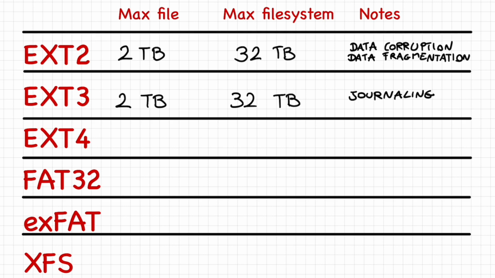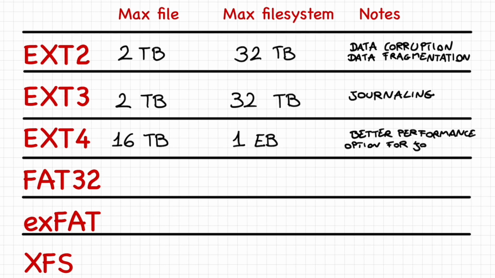The next one is ext4. A file can be up to 16 terabytes in size. An ext4 file system can be up to 1 exabyte in size, although most Linux distributions recommend a maximum file system size of 100 terabytes. ext4 reduces fragmentation issues and increases performance. ext4 provides an option to turn off the journaling features.